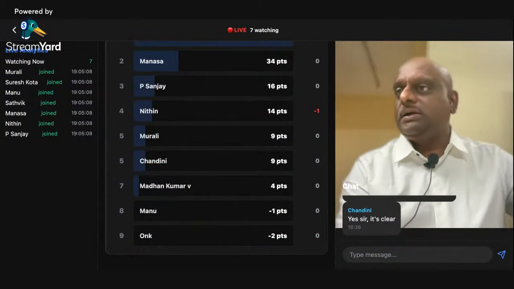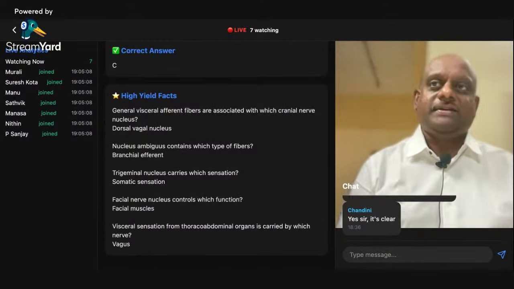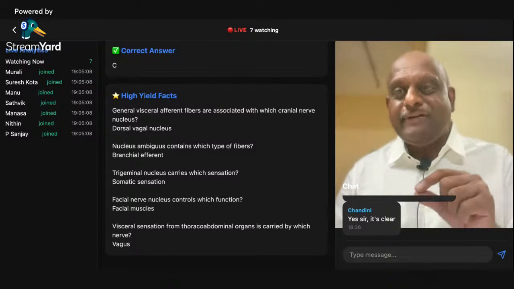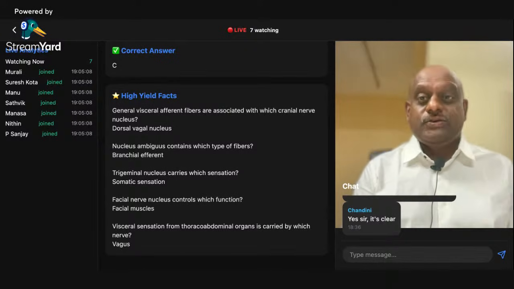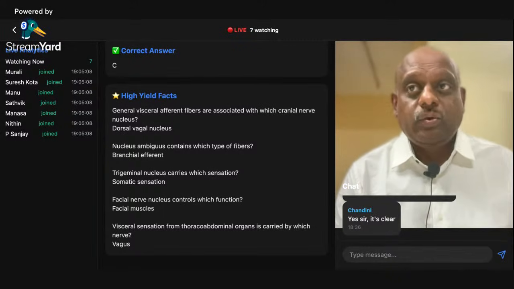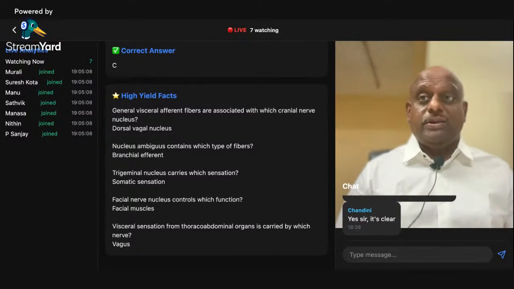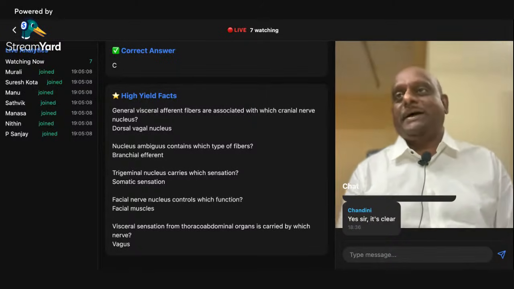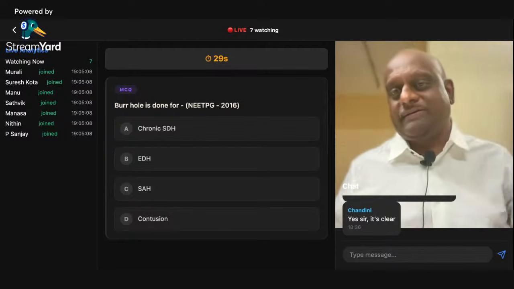So, good. It is the dorsal nucleus of vagus. Nucleus ambiguus contains branchial efferent. And the trigeminal nucleus carries somatic sensation. And what is the cranial nerve that controls the visceral sensation of the thoracoabdominal organs? It is the vagus, is what you need to remember. All right. So there is one table of the list you need to master for tomorrow's exam.